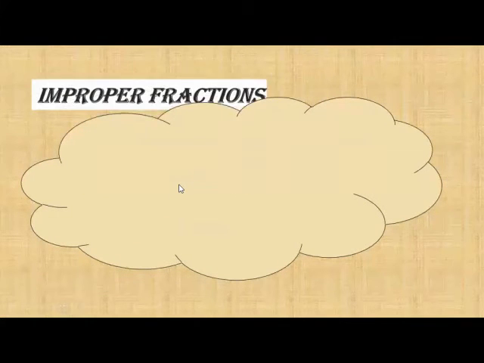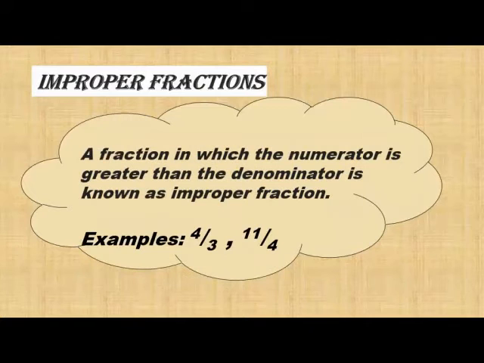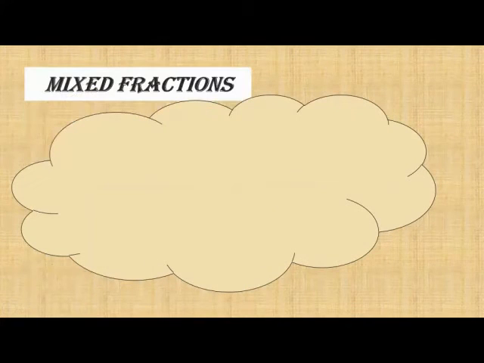Now move to another type, which is improper fraction. What is improper fraction? A fraction in which the numerator is greater than the denominator is known as improper fraction. Examples: 4 upon 3, 11 upon 4. As you can see that 4 is greater than 3, which means numerator is greater than denominator. And another example: 11 is greater than 4, which means numerator is greater than denominator. These fractions are known as improper fraction. Now move to another type of fraction, which is mixed fraction.